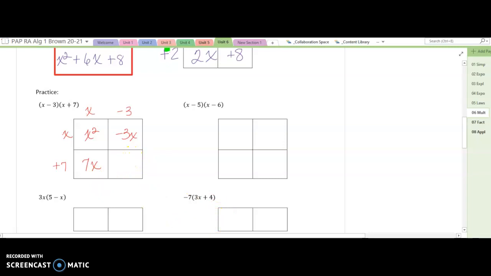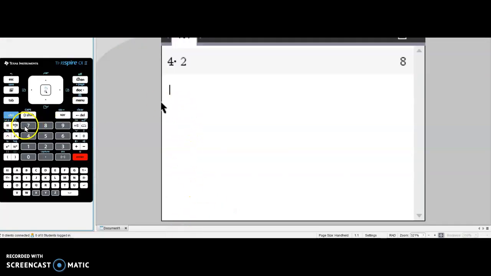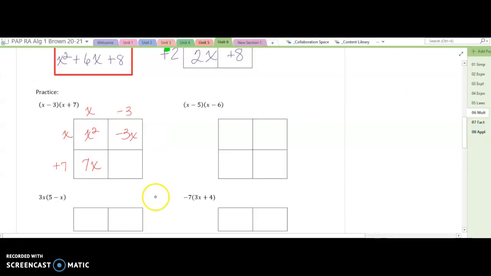Oh gosh, let's use our calculator again. 7 times a negative 3, because we want to make sure we get this right, right? All right. So it's a negative 21.